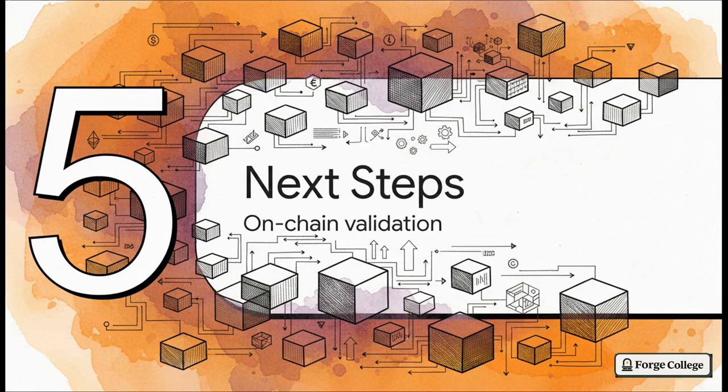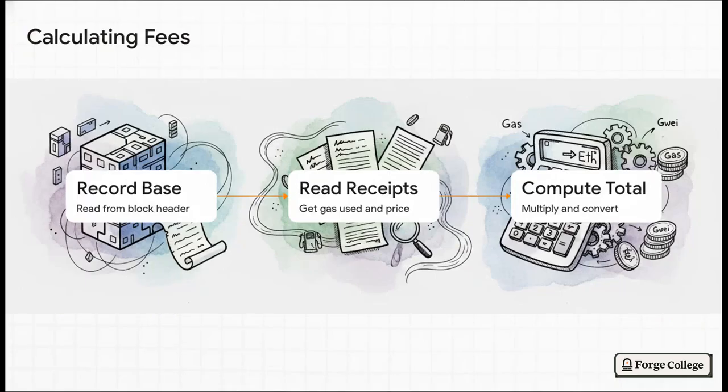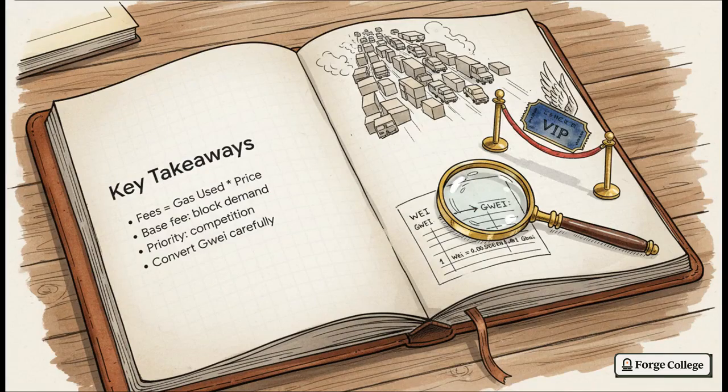Finally, Section 5, Next Steps and Takeaways. Let's prep for some on-chain validation. When you're measuring fees yourself, here's a really handy 3-step workflow to follow. First, methodically record the base fee from the block header. Second, extract your exact gas used from the receipt. And third, compute the total while keeping your unit conversions incredibly clean. Remember, if you multiply gas by gwei, your resulting number is in gwei. Don't mix them up.